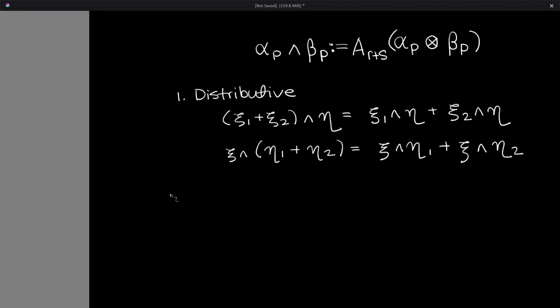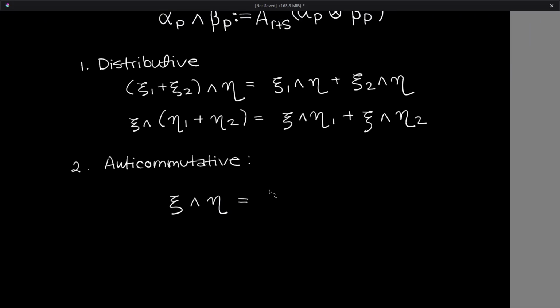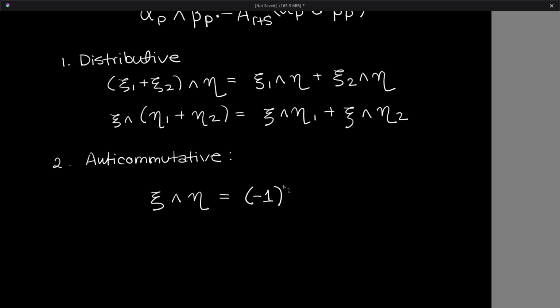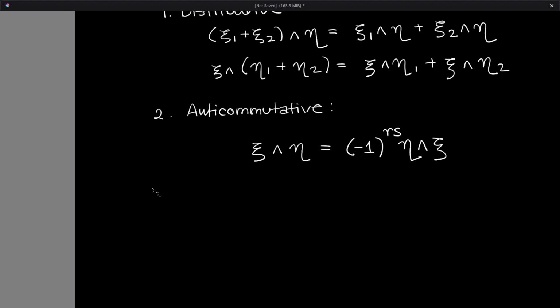That's distributivity. They're anti-commutative. This comes with the whole anti-symmetry thing. So if xi wedge eta is equal, if we want to swap them, then we have to gain a minus sign that respects the grading of these elements. So xi wedge eta equals minus eta wedge psi.